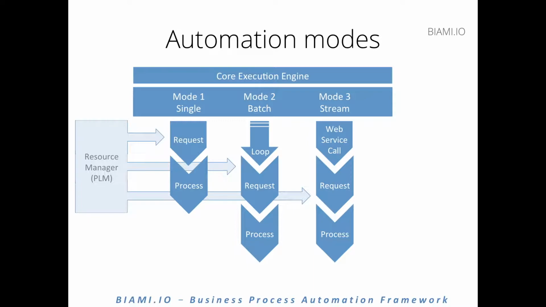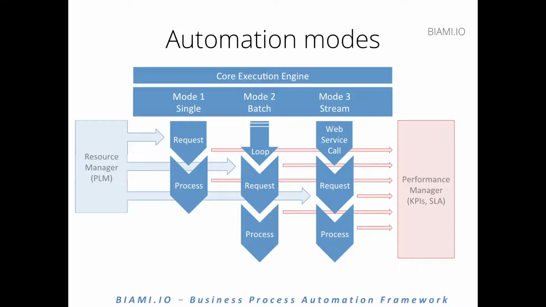Now, all the information within automation processes is logged. As you've seen, there are different ways of logging that information, but it's all available. And you can take that information and send it to your performance management software. So whenever you run an automation process, in advanced use, you're able to integrate that with your application performance management systems. You can track KPIs and make sure you meet your SLAs within your automation processes. So that's how BIAMI works, together with an explanation of the advanced automation modes that we have.